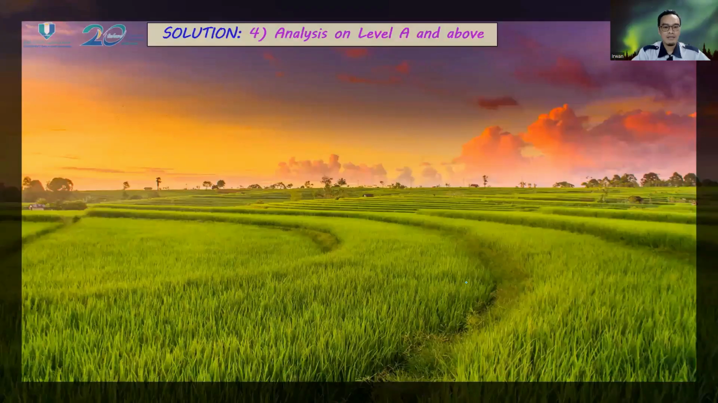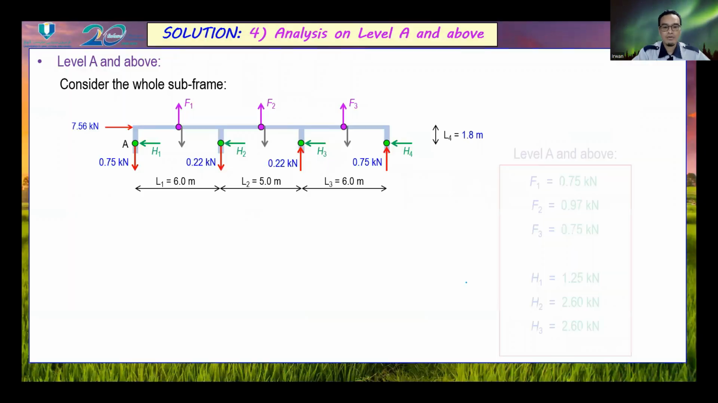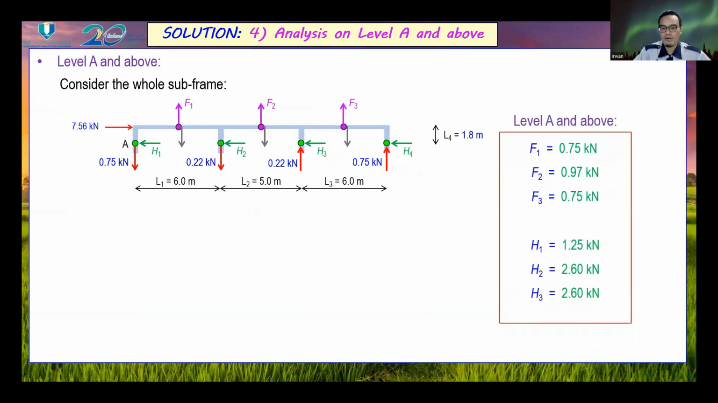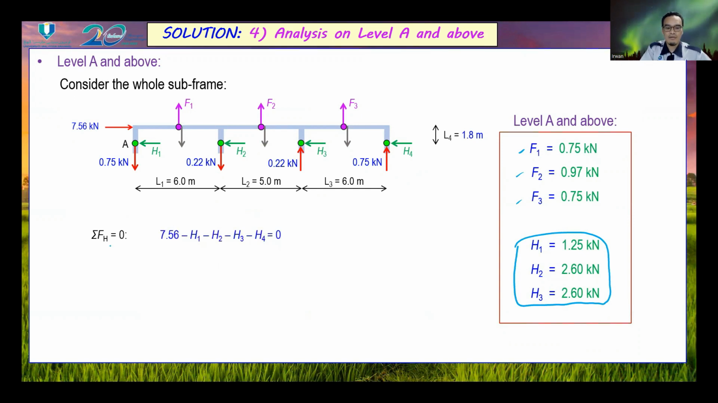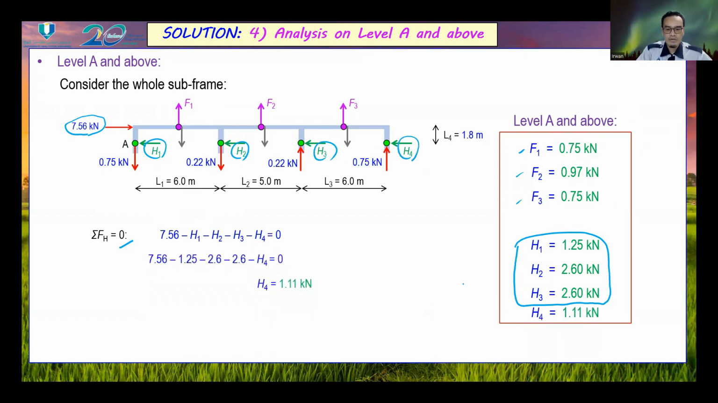Next, we consider the whole subframe and we use all the data obtained before, which in this case are the values of H1, H2, and H3. Then we consider the summation of horizontal loads, which involves the 7.56 kilonewton and H1, H2, H3, and H4. We obtain that the value of H4 shall be equal to 1.11 kilonewton.